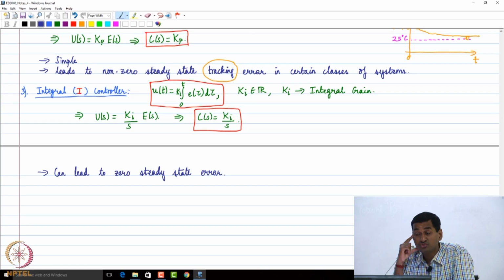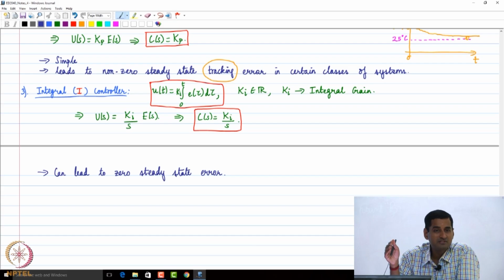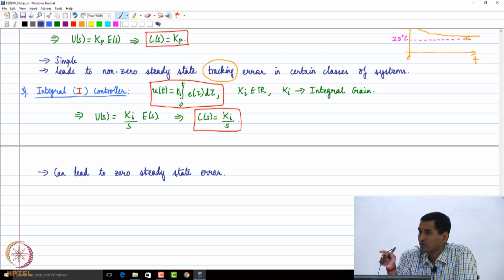But it should be used judiciously. Why? Because if you look at the integral controller transfer function itself, you will see that it has a pole at 0. We discussed open loop poles and closed loop poles. Open loop poles are the poles of G(s) times H(s), and C(s) is going to go into G(s). So the moment I put a transfer function of the form K by s, I am going to introduce an open loop pole at s equals 0. Then we will see that the control design for the closed loop system becomes a bit challenging.